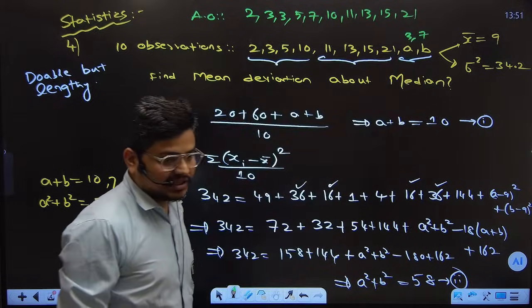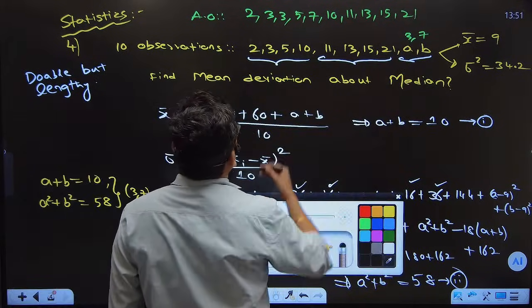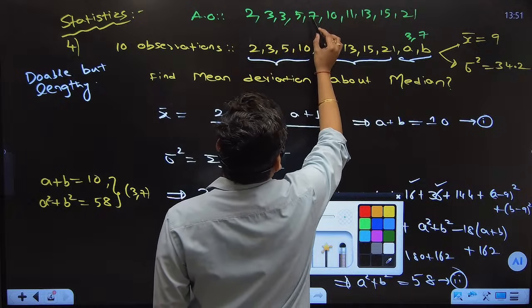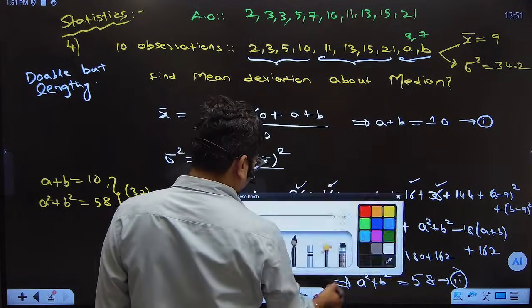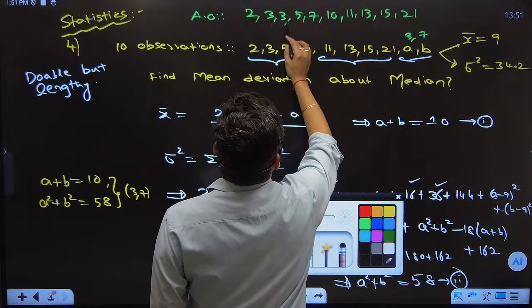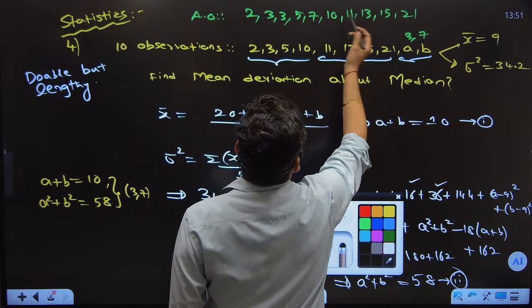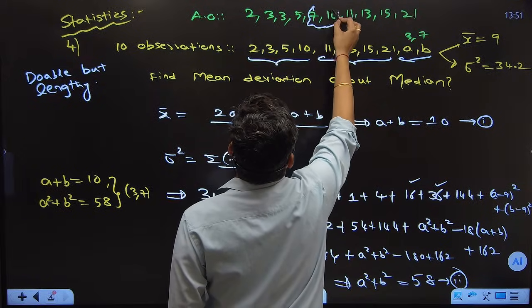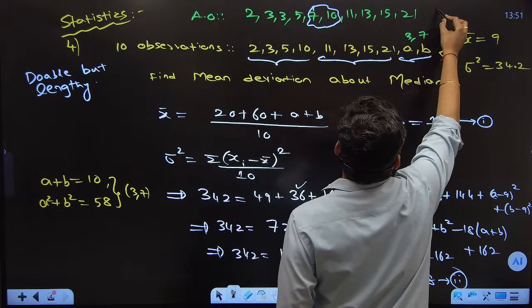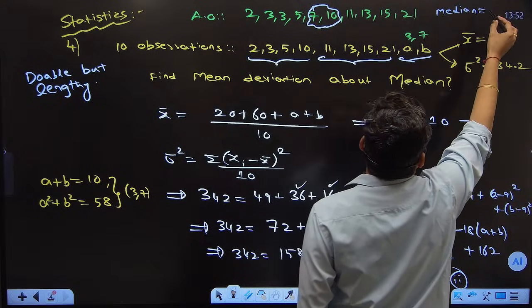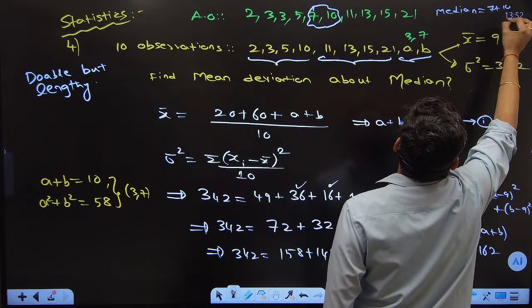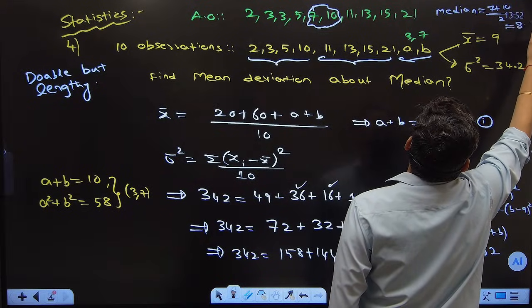Once arranged in ascending order, the number of observations is 10, so you focus on the middle two observations. Let me count once: 4, 8, 10. Yeah, these are the middle two observations. Median is the average of the middle two observations, which is 7 plus 10, 17, by 2, which is 8.5.